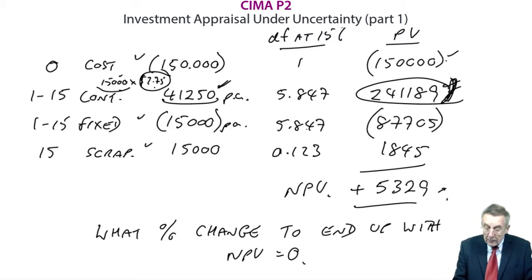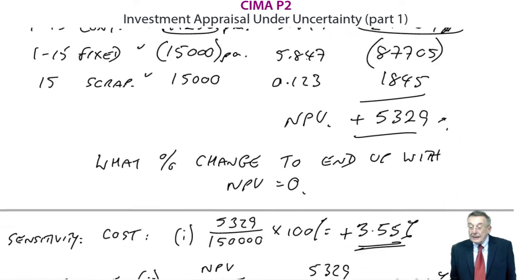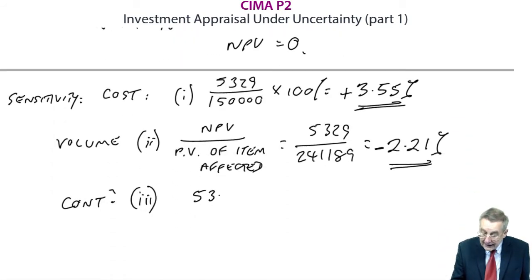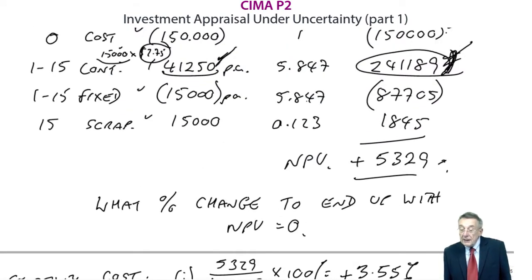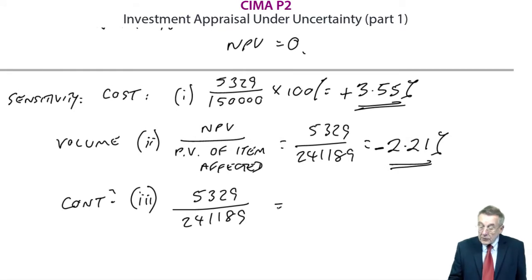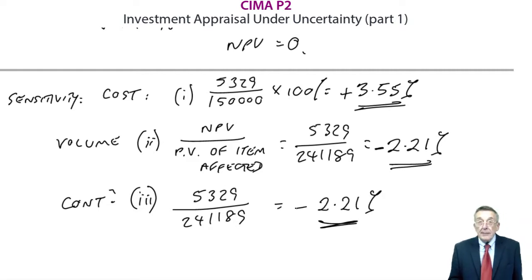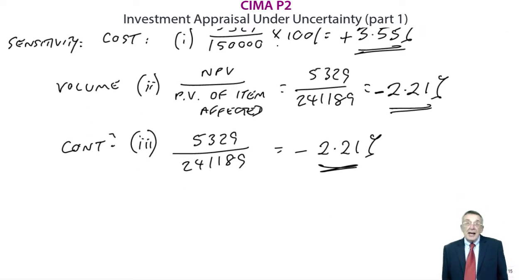If contribution were to fall by 10%, total contribution falls by 10%. Present value of it falls by 10%. Well, we can afford it to fall by 5329. So it's the NPV as a percentage of the present value that's affected, 241,189. And of course we've already done it. Again, it's 2.21%. It's negative. I'm only worried if the contribution per unit falls. Well, now it starts to, I think, get easy.